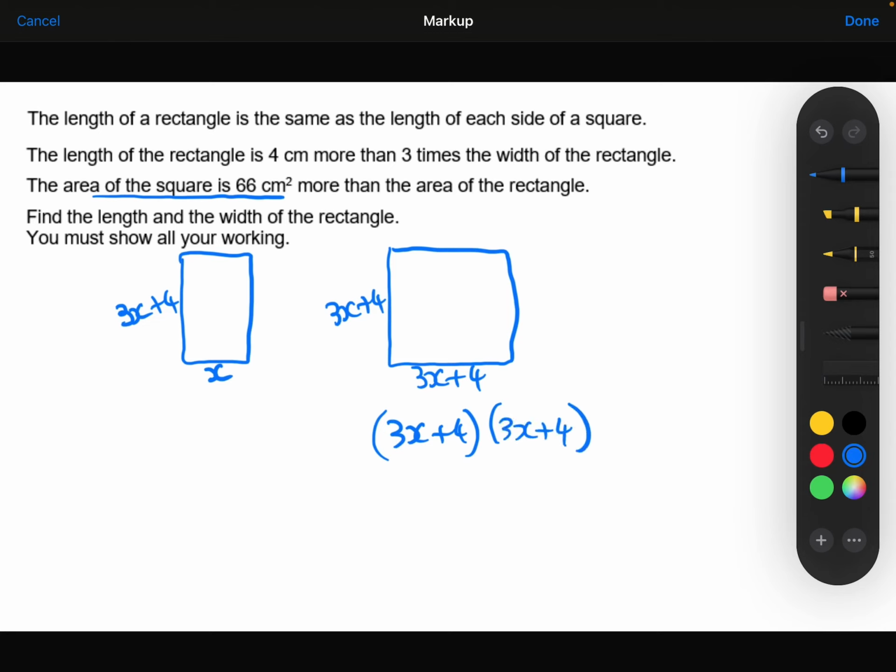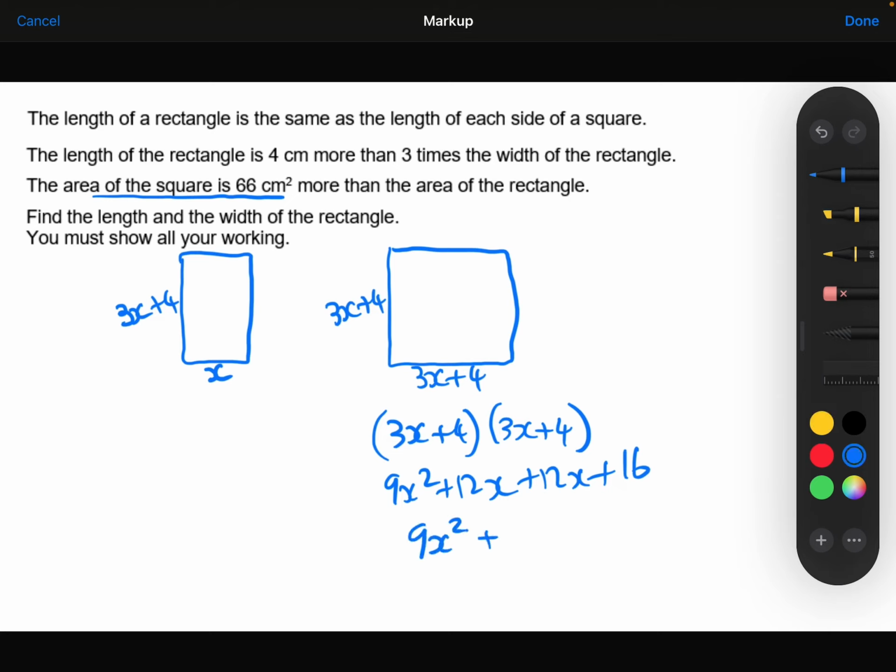which, if I expand that out, 3x times 3x is 9x squared. 3x times 4 is 12x. 4 times 3x is 12x. And the 4 times the 4 is 16. Collecting up those like terms then, the 12x and the 12x gives 24x, so 9x squared plus 24x plus 16. So this is my expression for the area of the square.